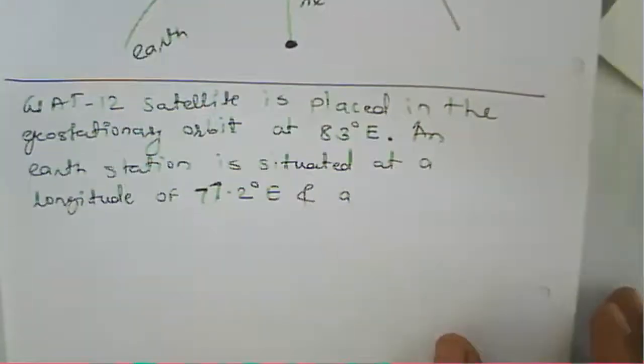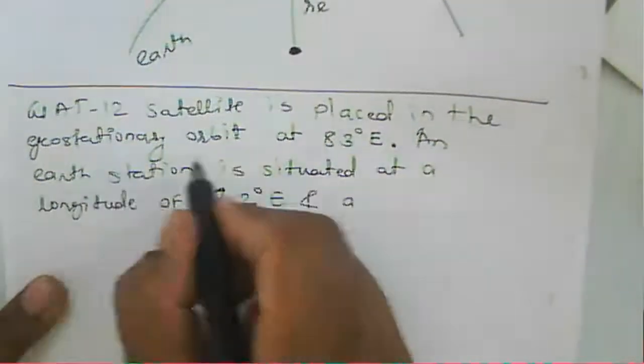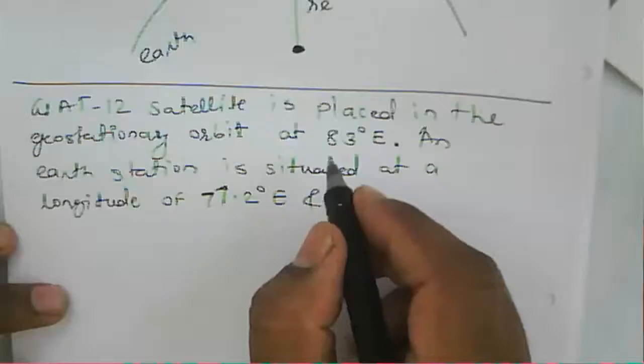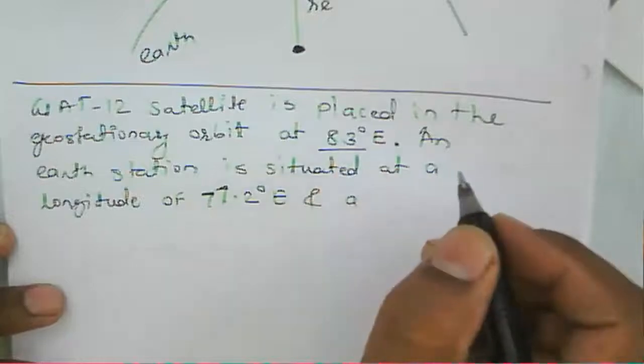Now next is about a numerical we need to see here. GSAT-12 satellite is placed in the geostationary orbit at 83 degree east. That is about the placement of a satellite in a given orbit. That is the location of a satellite.